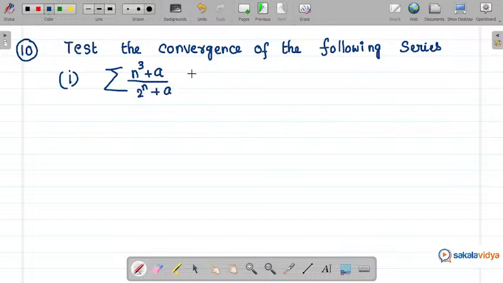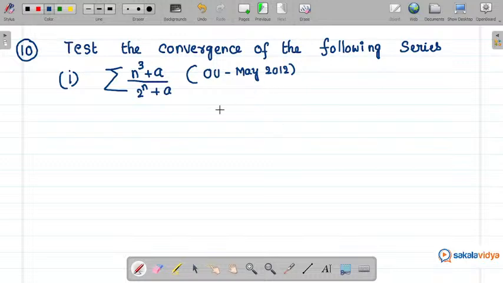So, this question appeared in Osmania University, OU, May 2012. So, this was a previous examination question. It may be given in any university examinations also.